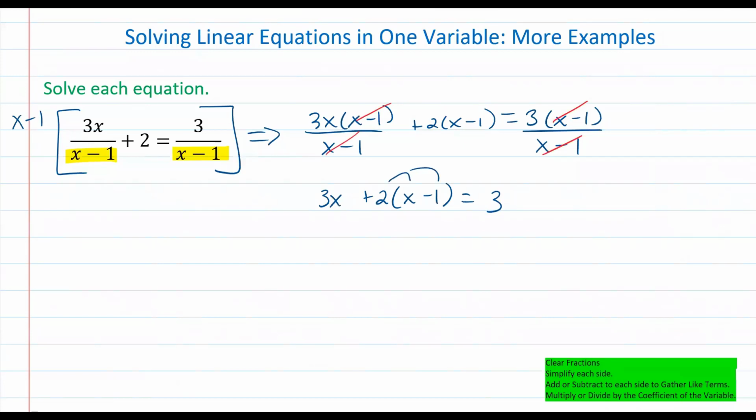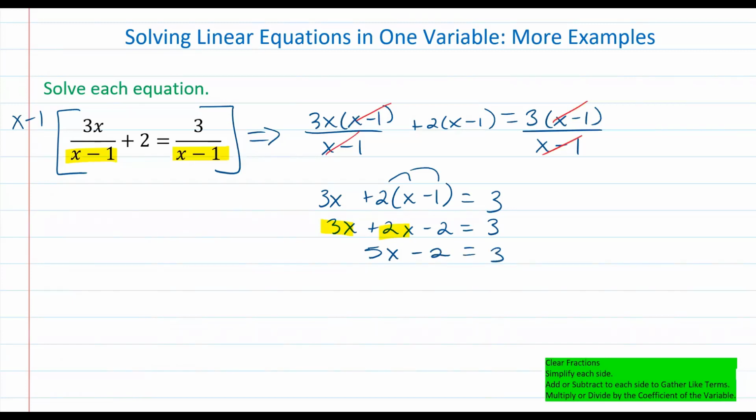We'll next use the distributive property. So we'll have 3x plus 2x minus 2 is equal to 3. We have some like terms on the left side. So we have 3x and 2x that we should combine. And we'll have 5x minus 2 is equal to 3.